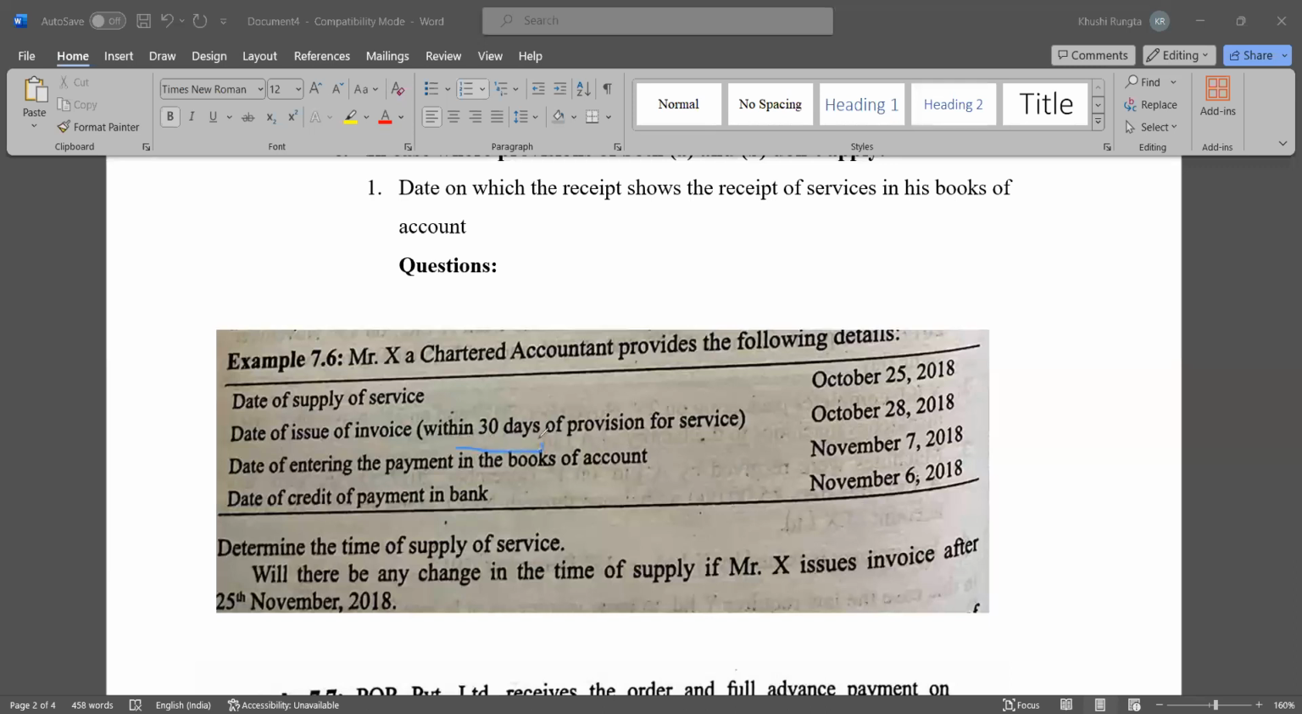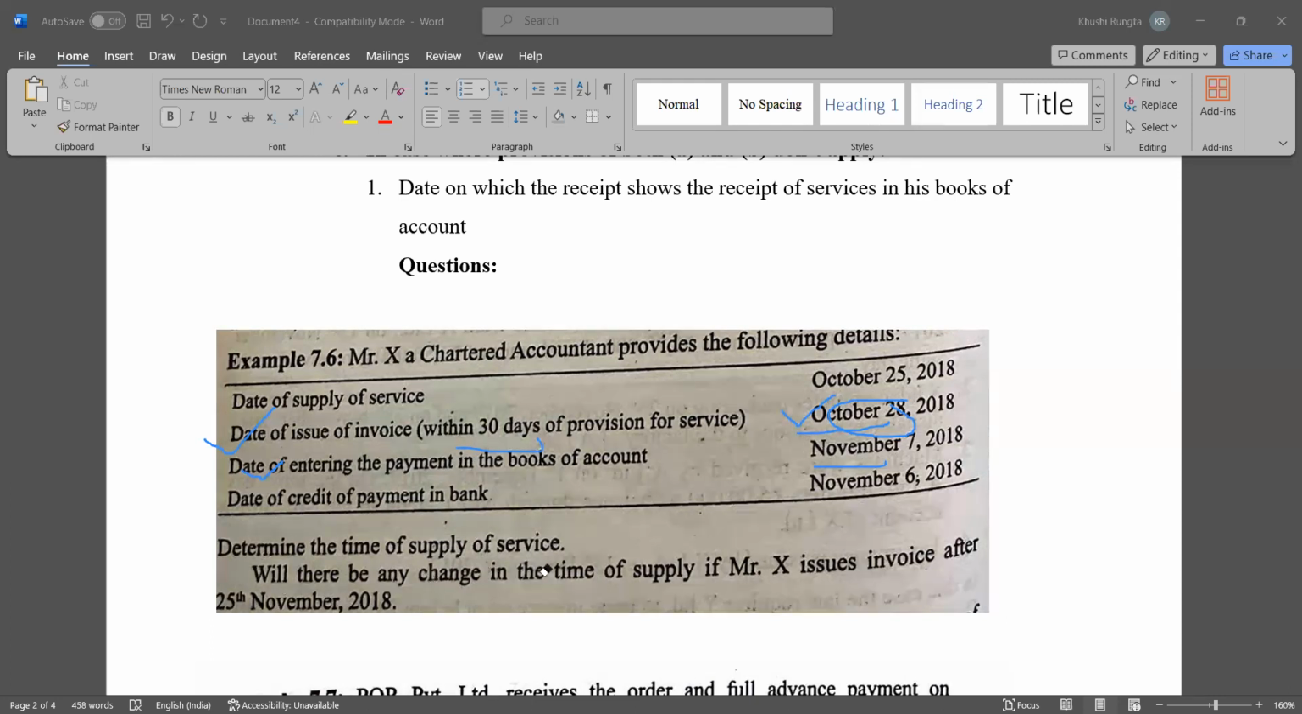See, now when it is within 30 days, you have to look at two things: date of issue of invoice and date of receiving of payment. Which is early, October 28th or November 7th? October 28th. So this is the correct answer. Okay. Now, what they mentioned next?